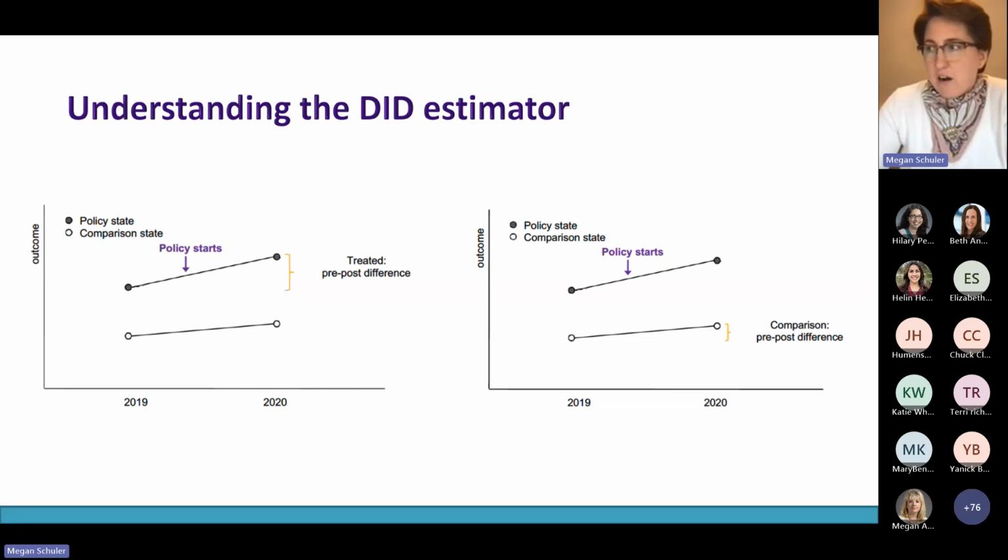But this isn't our estimate of the treatment effect, because we can see that the comparison group also experienced a change pre-post, and essentially due to factors other than the policy, since they didn't implement the policy. So presumably some of the change that we observed in the treatment group was also due to factors other than the policy, which we want to back out from our final treatment estimate. So here in the comparison group, we've also calculated this pre-post difference.